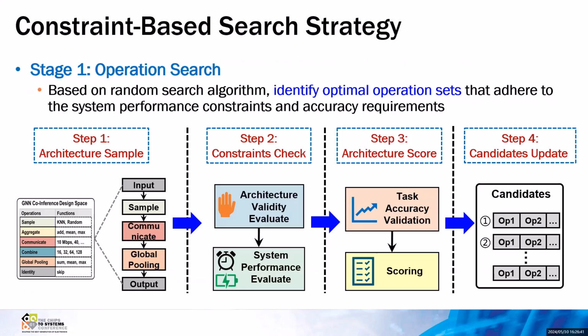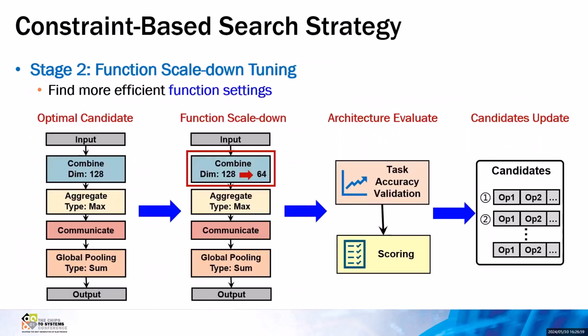Only architectures that meet the requirement are then evaluated for accuracy and finally scored. Then based on these scores, GCoDE will update the candidate optimal architectures. This process will repeat until we get the expected result. After identifying the optimal operation size, GCoDE performs scale-down tuning on the corresponding functions to further improve performance. For example, it may try a lower hidden dimension to simplify the computation. In the end, the optimal GNN architecture-mapping pairs tailored for the target system are generated and ready for deployment.